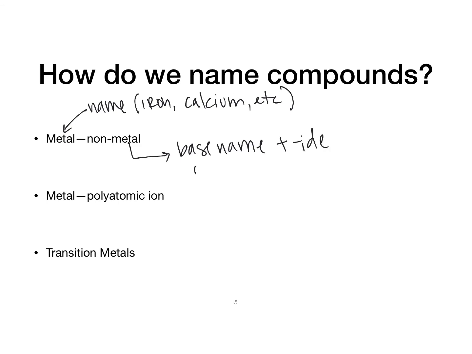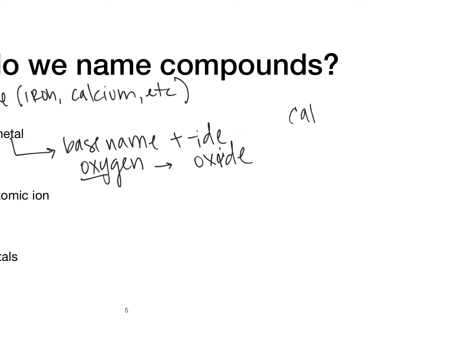So what does this mean? For oxygen, the base name is oxy, and this changes to an I, so oxide. For chlorine, chlor is the base name, so that becomes chloride. So for nonmetal single atoms, they change into oxide, chloride, fluoride, nitride.